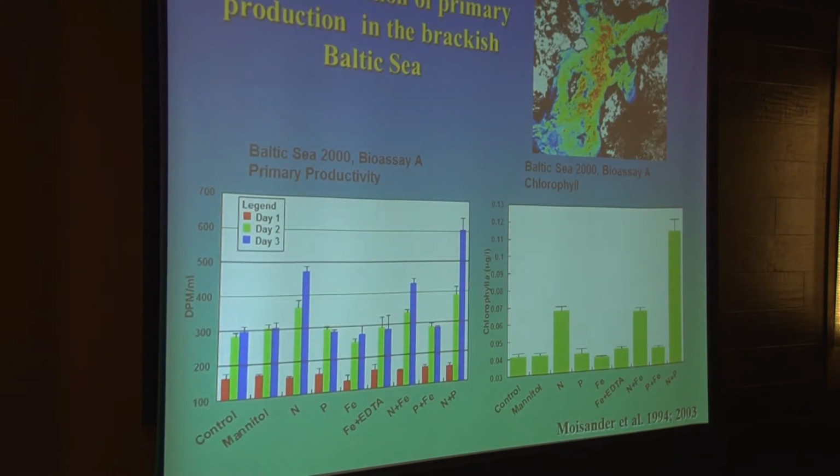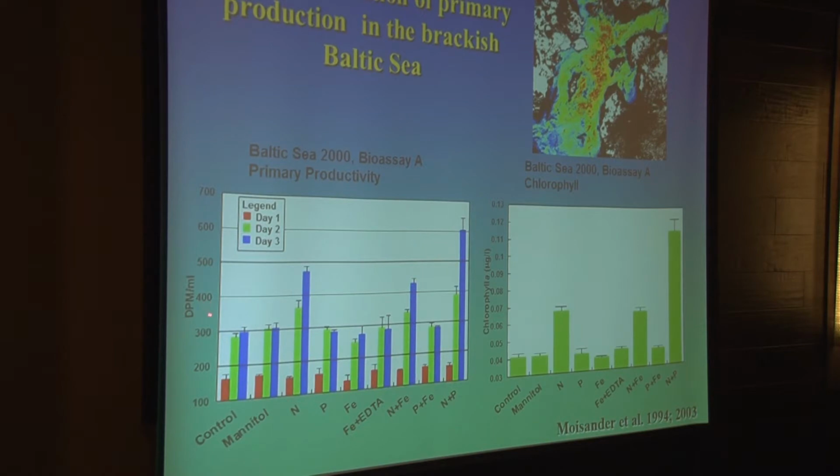I picked another system, which is the largest estuary in the world, the Baltic Sea. And this is work that we did with the Finns, and Pia Moisander published several papers on it. This is in the middle of the Baltic off the Finnish coast. And you can see here nitrogen is also the stimulatory nutrient, but here you get an N and P effect that's greater than nitrogen. You're going to hear more about that in other places.